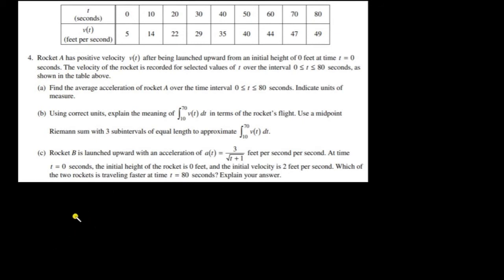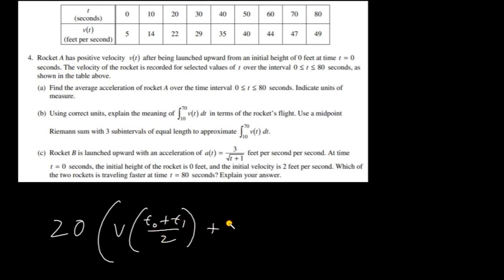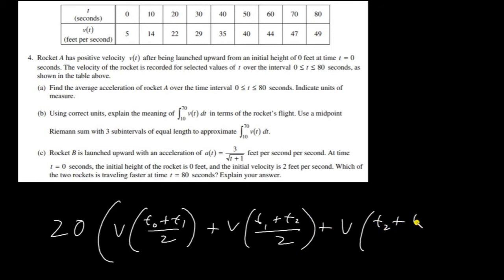So the formula we use for a Riemann sum with equal subintervals is, first we'll have the common length 20 times, and then here's what we're going to do. So we're going to have v of t0 plus t1 over 2 plus v of t1 plus t2 over 2 plus v of, I'll explain what the t's mean in a second. You just go with it for now, okay?